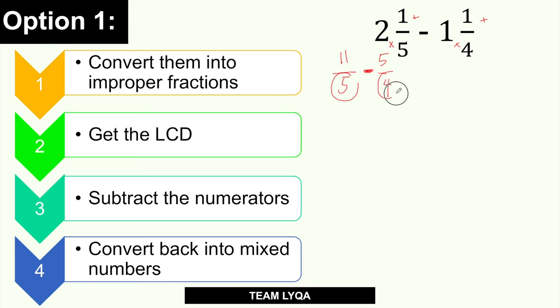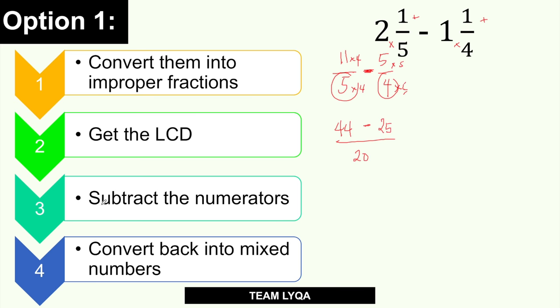Next step, get the LCD. So, LCD, 5 and 4. Ang LCD niyan is 20. So, 5 times 4 ang ginawa mo dito para maging 20 siya. So, yung nasa ilalim, times 4 mo nasa ibabaw, ito times 4 mo rin. So, that is going to be 44 over 20. Minus, yung 4 para maging 20, ginawa mo, binultiply mo siya sa 5. So, yung number sa taas, imumultiply mo rin sa 5. So, 5 times 5 is 25.